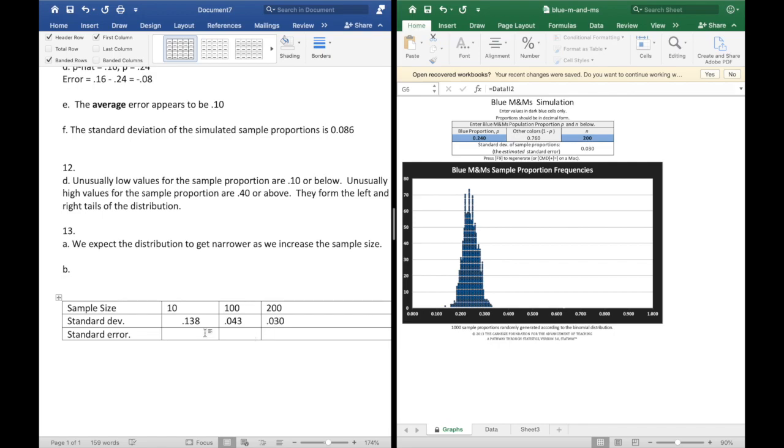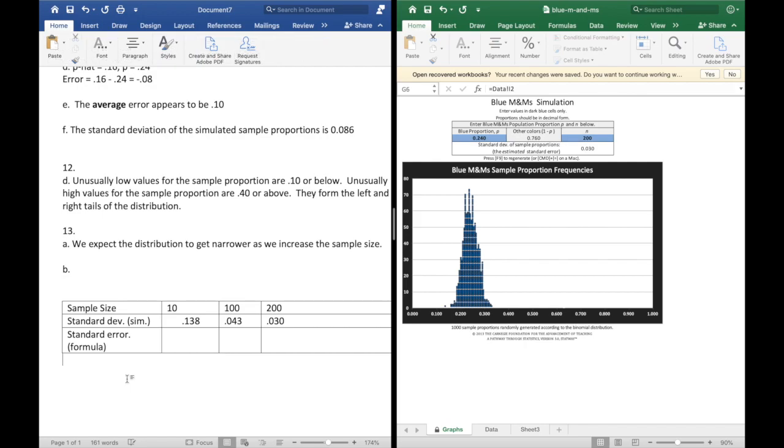Okay. What are we going to put for standard error? So this standard deviation stuff, we got this from the simulation. But how are we going to get the standard error? This comes from the formula. Remember our formula. Okay? So how are we going to calculate it?